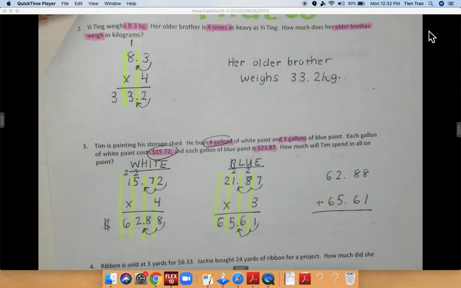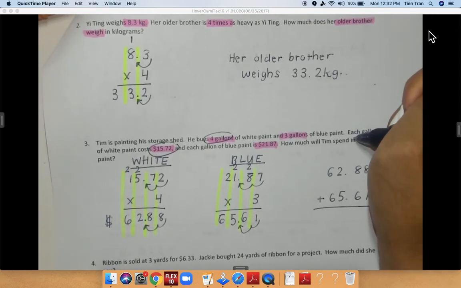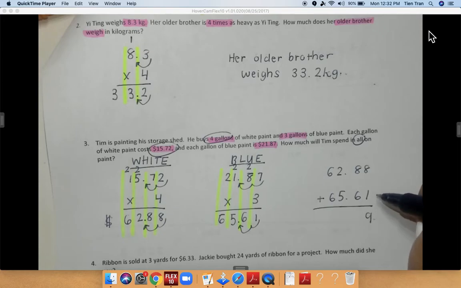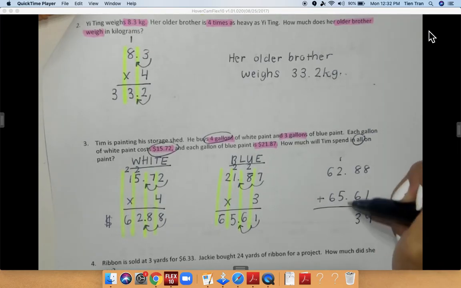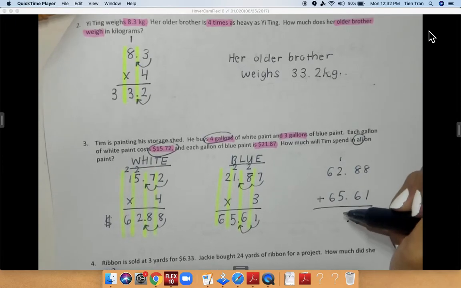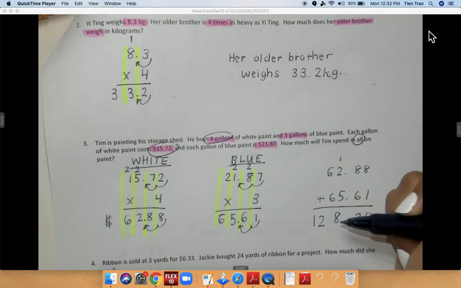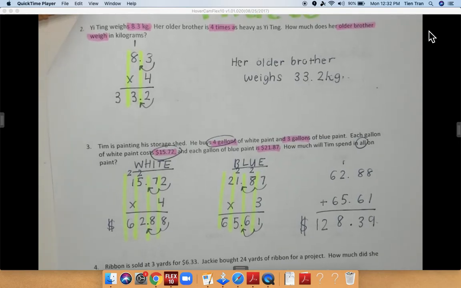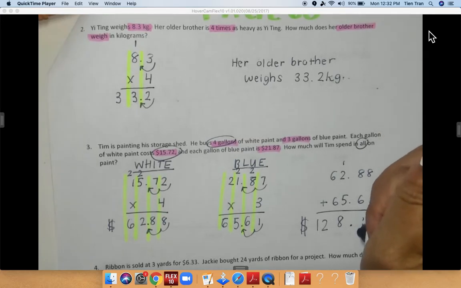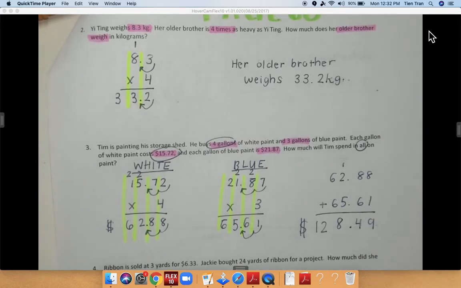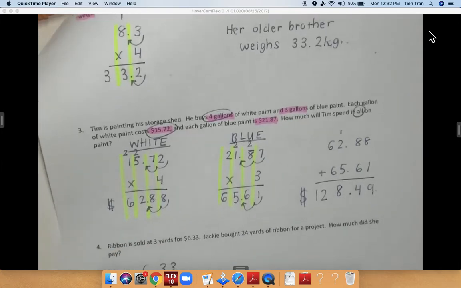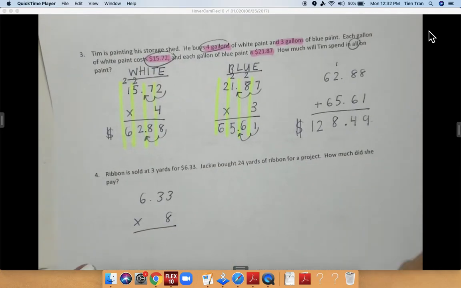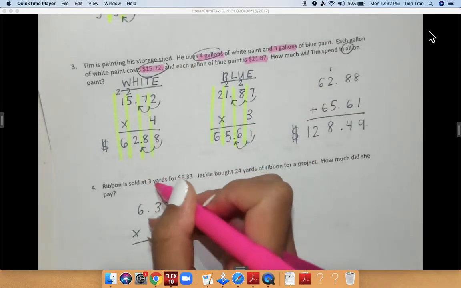So now I'm going to add those numbers together to figure out how much he spent in all. 8 plus 1 is equal to 9. 8 plus 6 is equal to 13. Bring down my decimal. 5 plus 2 plus 1 is equal to 8, and 6 plus 2 is equal to 12. So he spent $128.39. Wow. Oh, I just realized this one is a 4. $128.49.